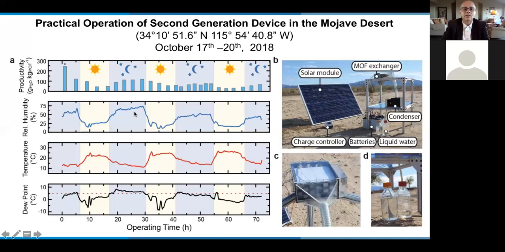We took this device, it employed around a kilogram of MOF also, to the Mojave Desert, and you can see here the relative humidity. We measured it during day and night. You can see that at night it's more humid. During the day it's very, very dry. It goes down to 7% relative humidity. The amazing thing is that even though we have very low humidity, you're still harvesting water. Clearly you harvest water at night because it's more humid, but during the day you can still harvest water. So this was a clear demonstration that the MOF works outside the lab.